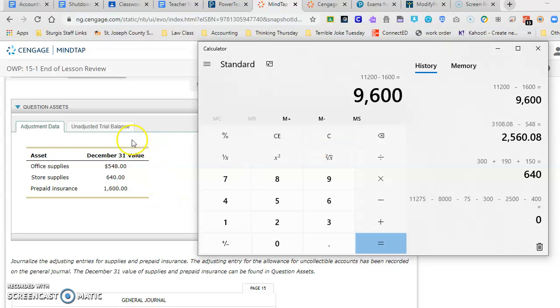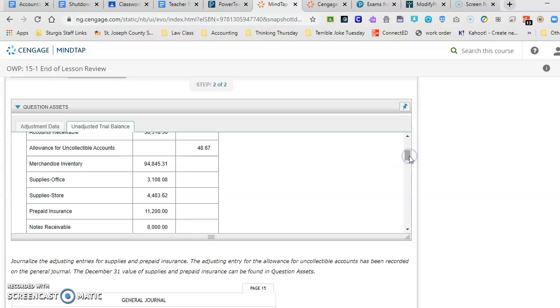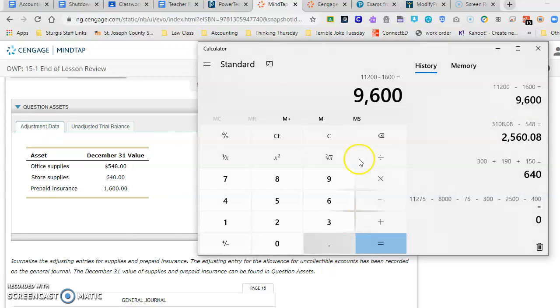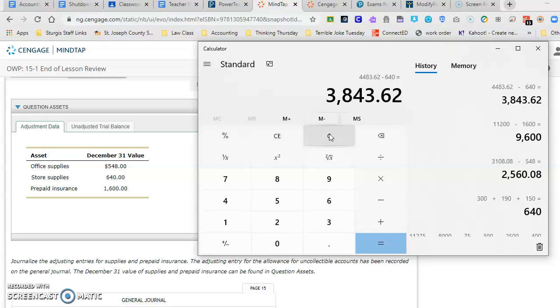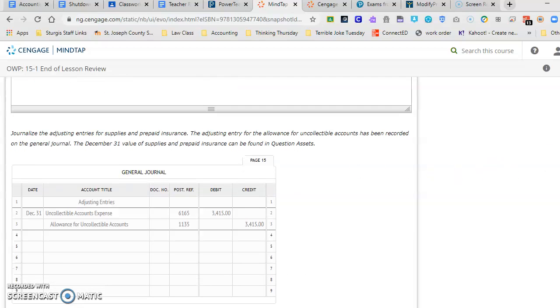I'm going to go back and look at store supplies. $4,483.62 minus our 640 is $3,843.62. Okay, so I'm going to go to my general journal, and I'm going to do, this one was already done.